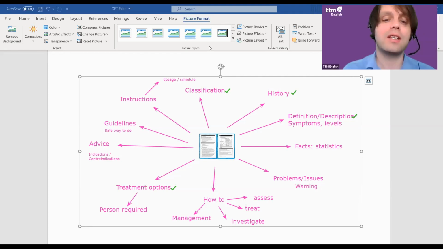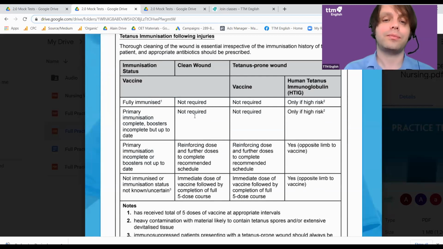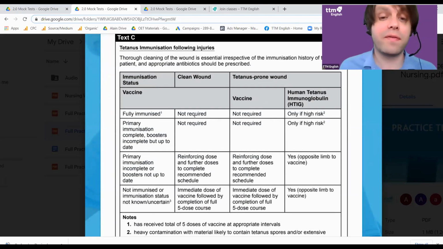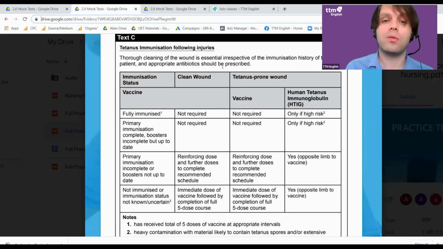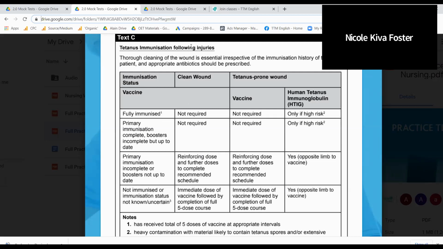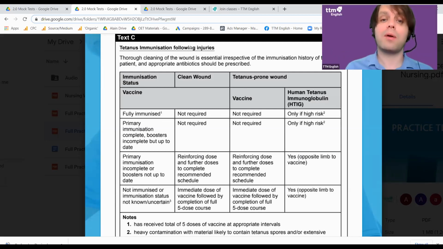Okay, so back to this one. Let's try and analyze this next one. It's a table, but that doesn't tell us the function. What's it doing? Classification. I think it's some classification here. Yeah. What else? And treatment. Classification and treatment. Yeah. Okay. Great.